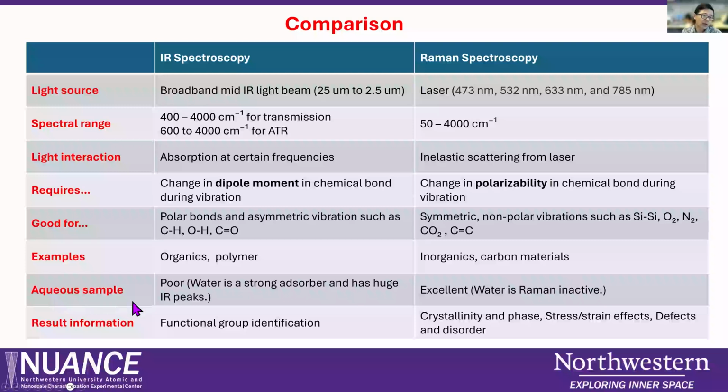Aqueous samples are very poor for IR. If you want to analyze an aqueous solution, you need a very high concentration, because water is a strong absorber with huge IR peaks. For Raman, water is Raman inactive, so this is good. The result for IR is functional group identification. For Raman, you can get crystalline structure, phase information, stress, defect, and disorder information.